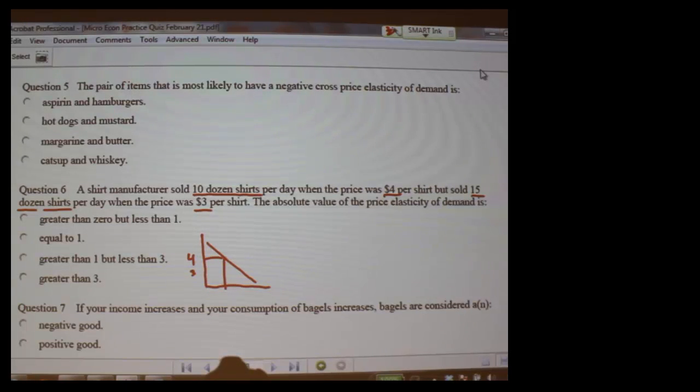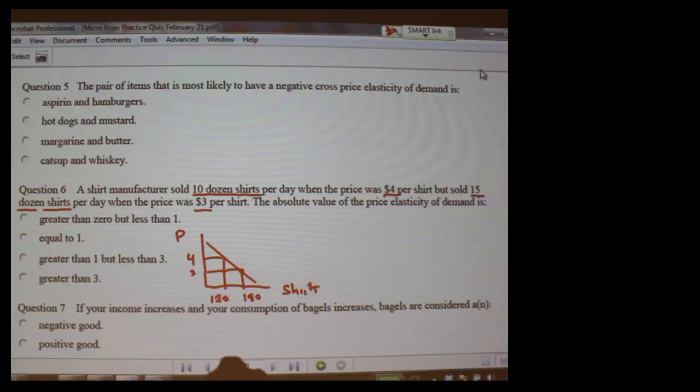I'm a little bit confused about why they have 10 dozen. I mean, why don't they just say 120? Maybe they're trying to trick you. I don't think it matters actually, but let's just do it in terms of shirts. And then this would be the price. And then at a price of $3, what is the quantity of shirts demanded? 15 dozen or 180, right?